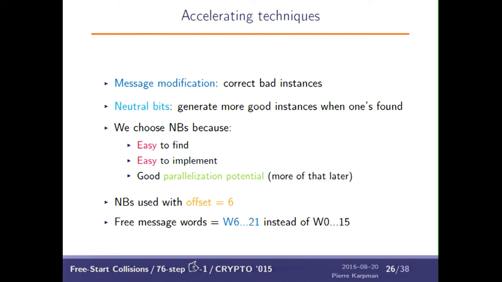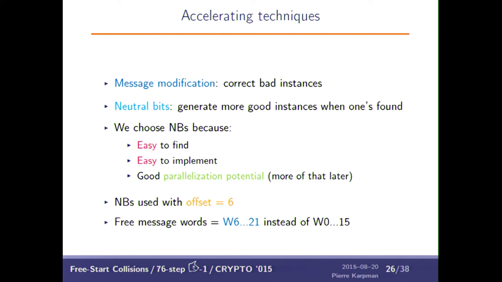The two families are quite related, but you have message modifications, where you're trying to make the computation follow the differential path, and then at some point it doesn't, so you try to modify the message slightly so that it fulfills a condition that it didn't before. But then you also have neutral bits, which are a bit different, so you're just generating good instances up to a certain step.